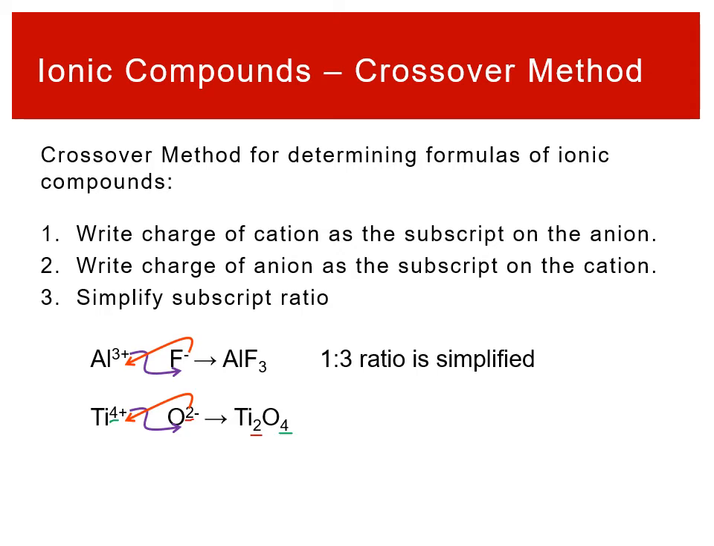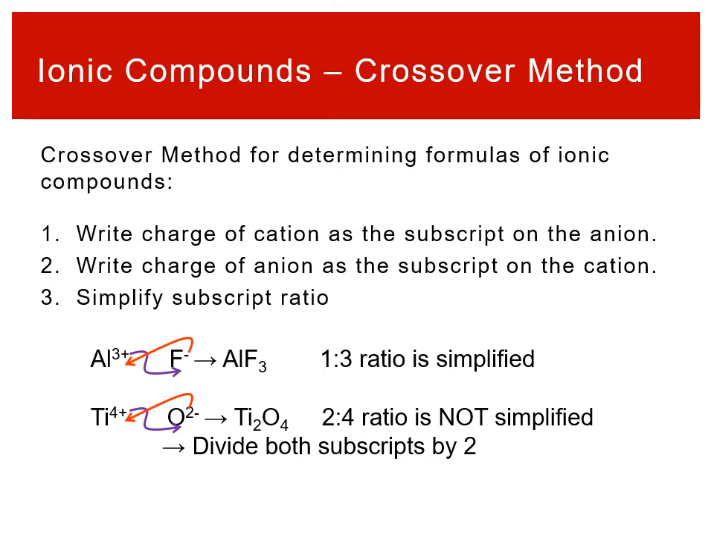But remember, formula units need to also be simplified. If I look at my ratio, it is 2 to 4. That is not simplified. I can divide both of my subscripts by 2, so that would be 1 to 2. Dividing the 2 by 2 gives you the 1 on the titanium. Dividing the 4 by 2 gives you 2 on the oxygen. So the arithmetic or the process here is really simplifying a fraction. I had 2 to 4, or 2/4, that can be simplified as 1/2 or 1 to 2.